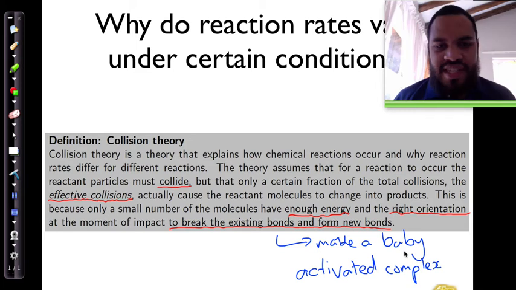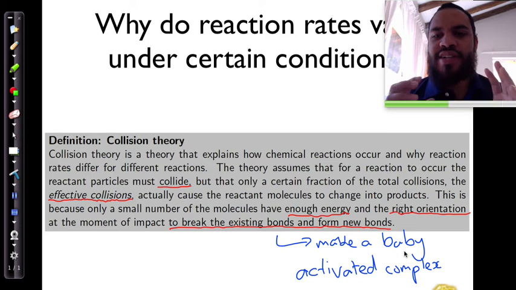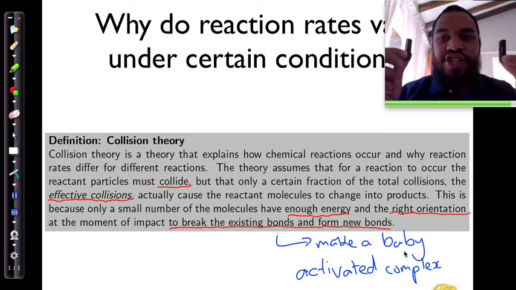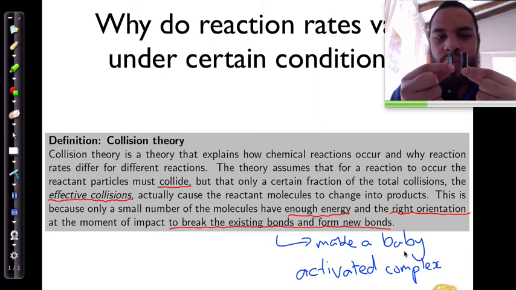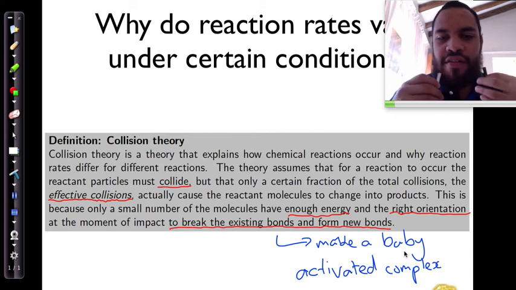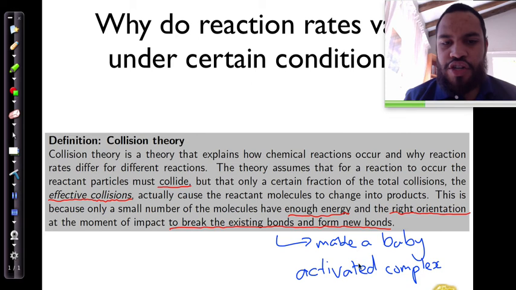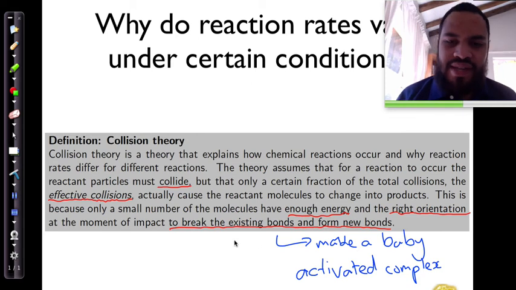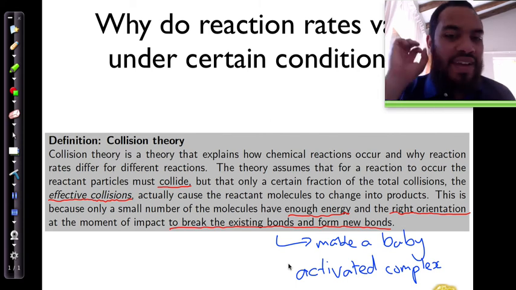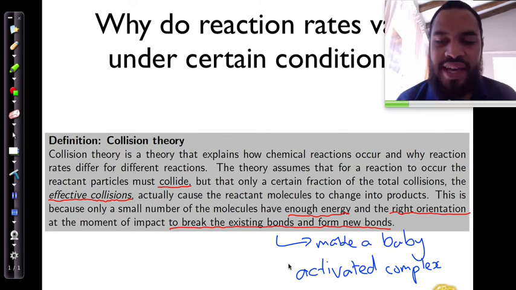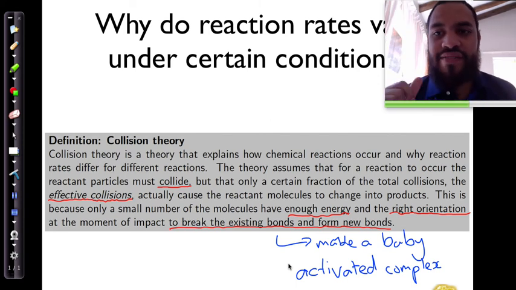Okay, so what does the collision theory assume? It assumes that for a reaction to occur, particles must collide. But only collisions that are deemed to be effective will be collisions where an activated complex is formed. That is the stage in which new bonds are formed by breaking existing bonds, aka the activated complex. What is the definition of an effective collision? It is a collision in which we have enough energy and the correct orientation.